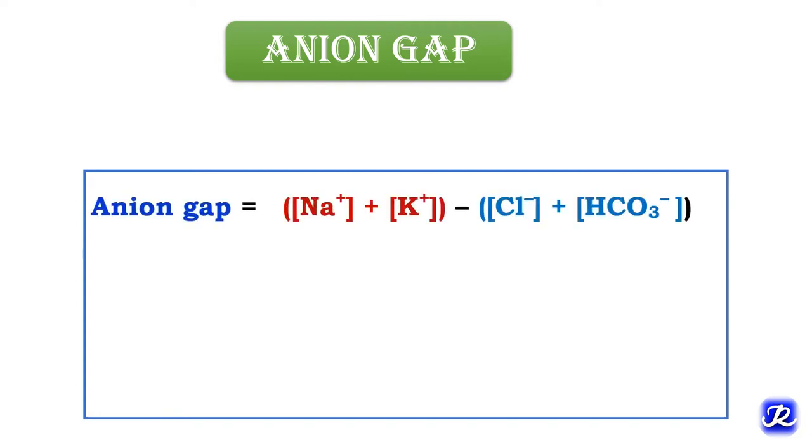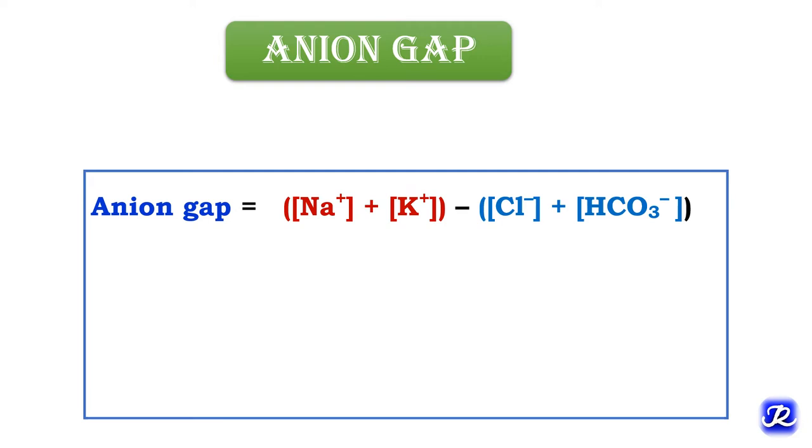In clinical situations, the causes of metabolic acidosis can again be divided into two types: increased or high anion gap metabolic acidosis and normal anion gap metabolic acidosis. To understand that, we should first understand what is anion gap. Anion gap is the difference between measured cations and measured anions.